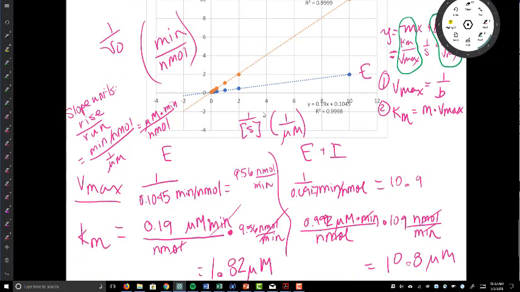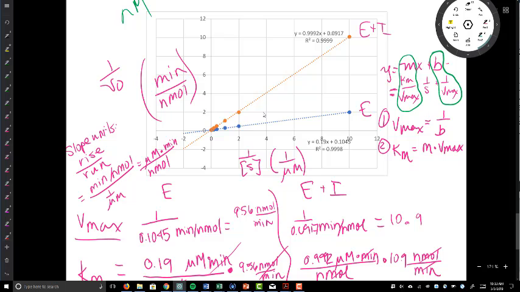And so if we look at the units of the slope, the way we calculate the slope is the rise divided by the run. If the units on our rise are minutes per nanomole, and the units on our run are 1 over micromolar, then minutes over nanomole divided by 1 over micromolar gives us units of micromolar per minute over nanomole. And again, if that freaks you out, it's okay. You don't have to worry. It's all going to cancel out, and you're going to get the right units for your Vmax and the right unit for Km. Just trust me.